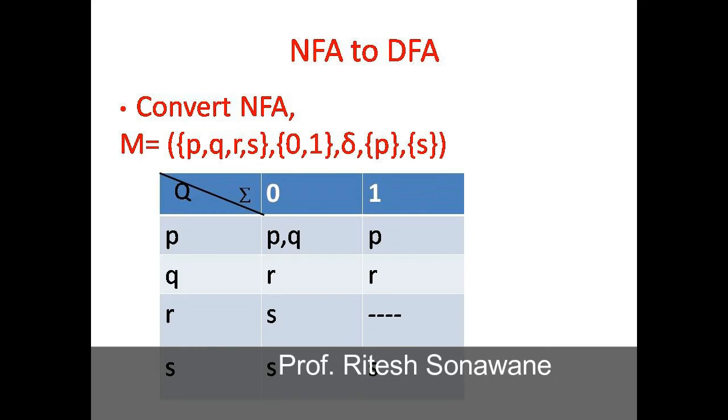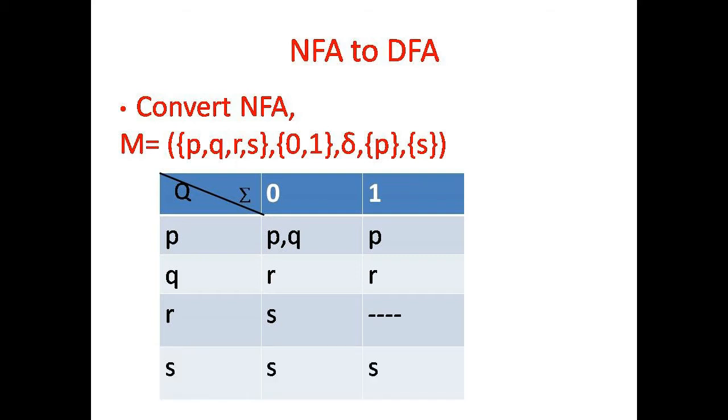The example of NFA to DFA: convert NFA M = (P, Q, R, S). Input symbols are 0 and 1. Delta transition table. P is the initial state of the machine and S is the final state of the machine. The states are P, Q, R, S. We have to convert this NFA to DFA by using conversion method 1.